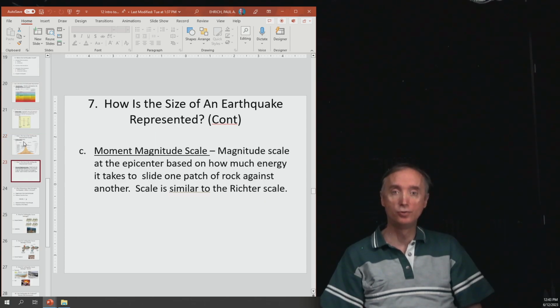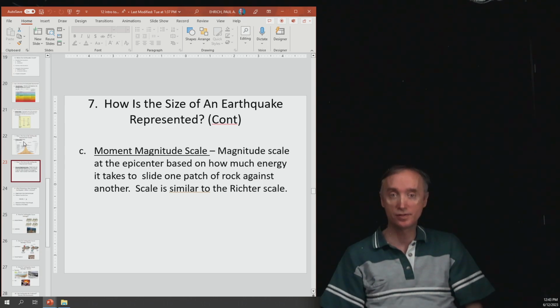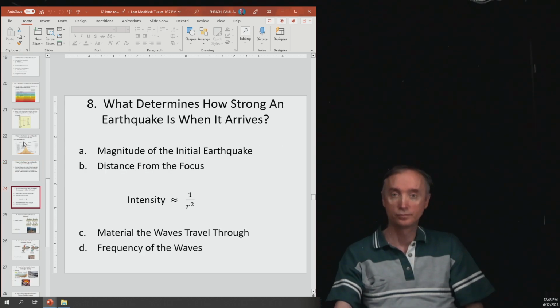Okay, then you have the moment magnitude scale. You should know this one, and it's a magnitude scale at the epicenter based on how much energy it takes to slide one patch of rock against another one. And the scale is similar to the Richter scale.